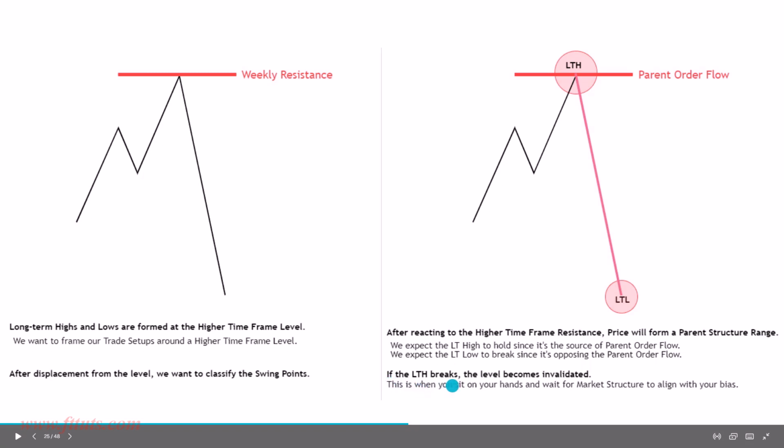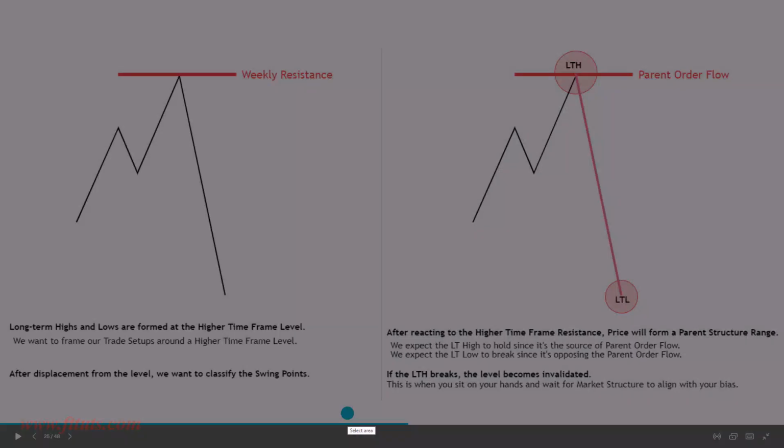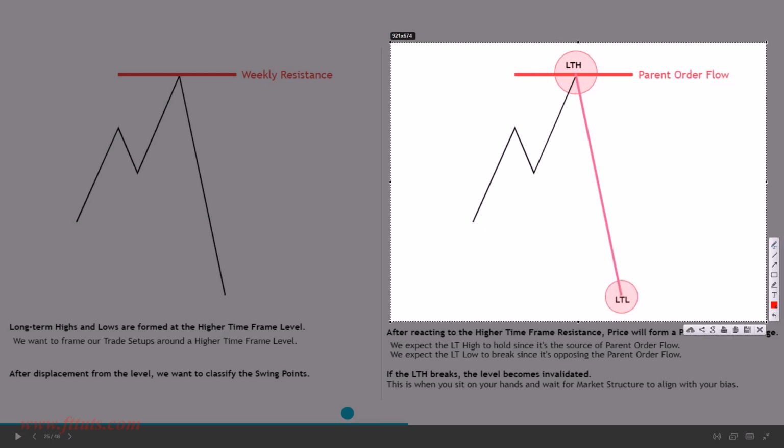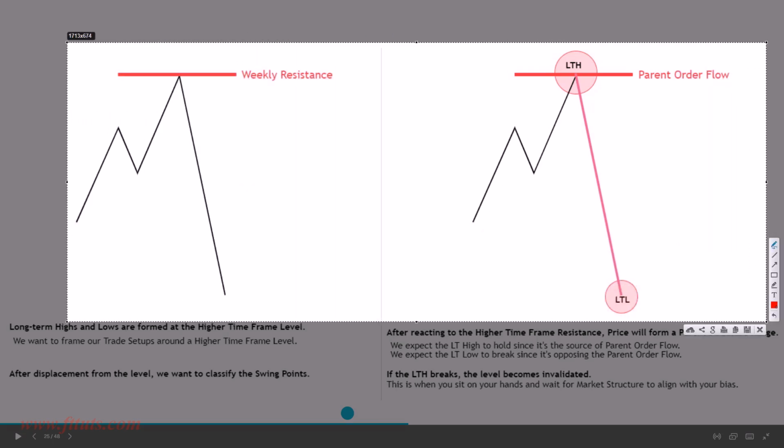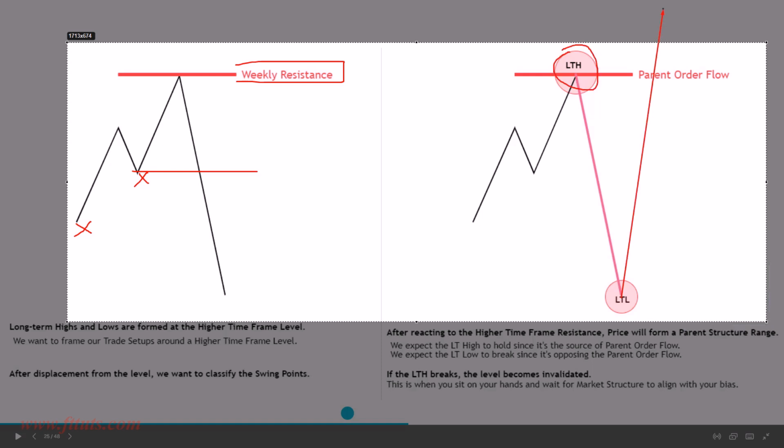If the long-term high breaks, the level becomes invalidated. This is when you sit on your hands and wait for market structure to align with your bias again. So what if price reacted off this resistance level, formed a displacement, breaking structure here, okay? And we classify that as a long-term high. Well, if we close back above it, that becomes invalidated. The level, this weekly resistance, pretty much becomes invalidated, and you just want to sit on your hands at that point. You don't want to have any revenge trading.